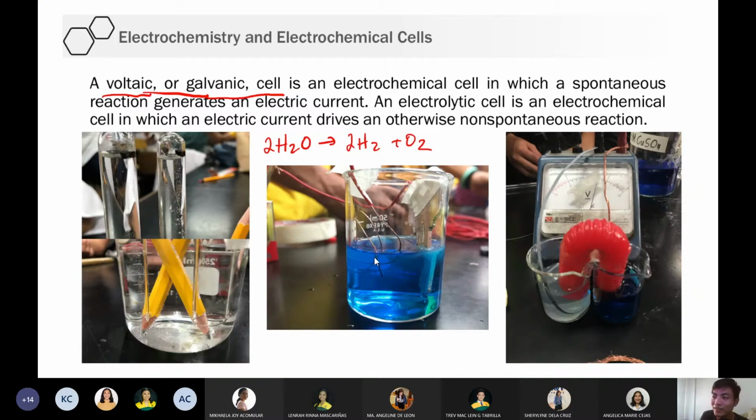And then the other one is this one, the electroplating, which I know we are very familiar with, especially the girls. If you have jewelry that is gold-plated or silver-plated, this is what is used: electroplating.